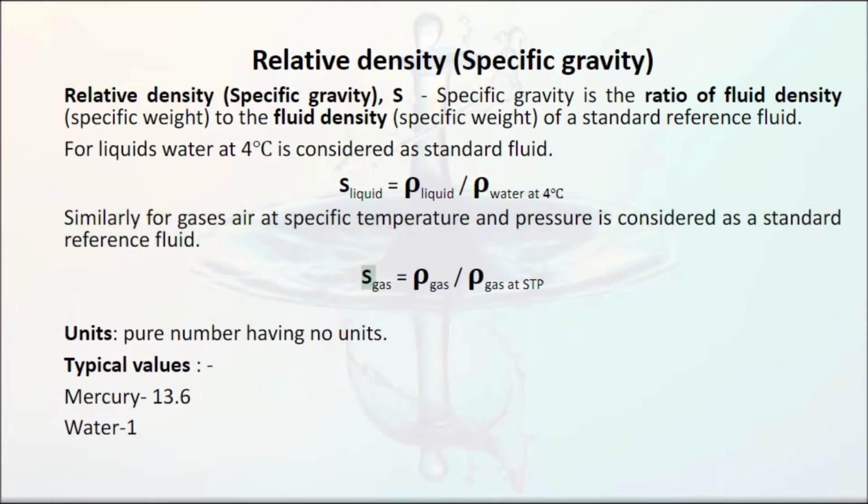S gas equals density of gas to density of gas at STP. Units: pure number having no units. Typical values: mercury 13.6, water 1.